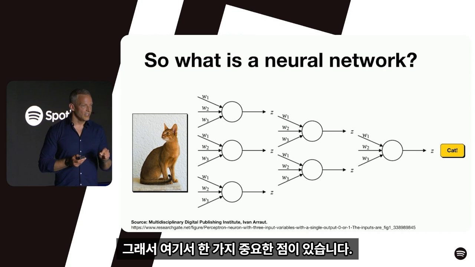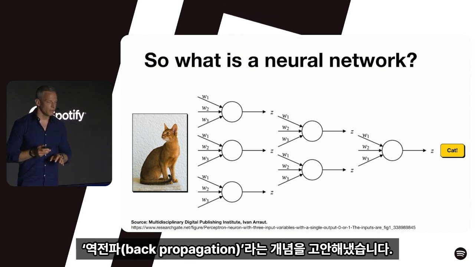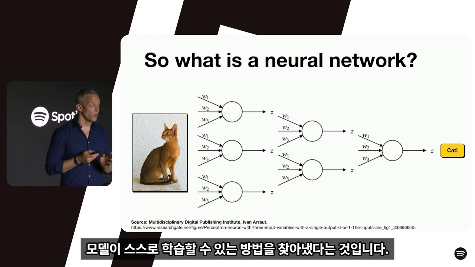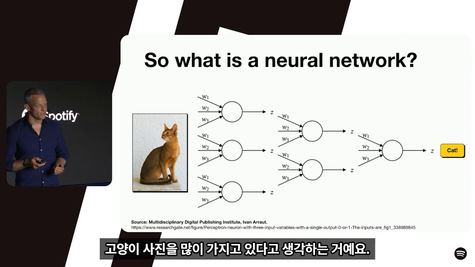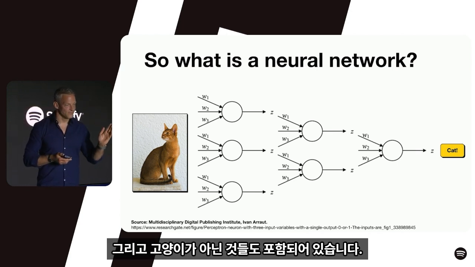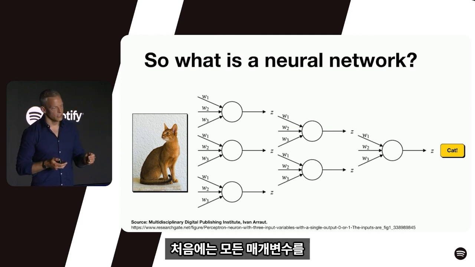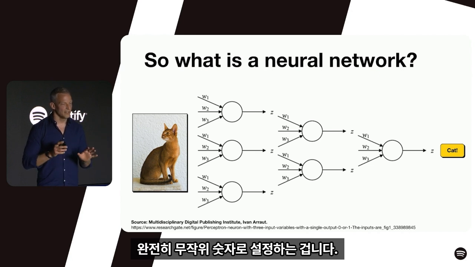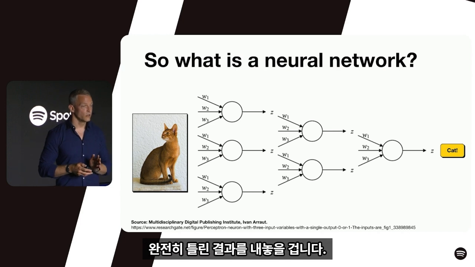So again, there's one thing you should understand here. Scientists actually a long time ago came up with something called backpropagation. And what that means is they found a way for the model to teach itself all the right parameters. And the way to think about this is you have a lot of pictures of cats and things that are not cats. And instead of a human sitting and tweaking these parameters themselves, what you do is you just initialize all these parameters as random numbers. It's completely random. So if you think about it, the first time you show this network a cat image, it's going to guess completely wrong.